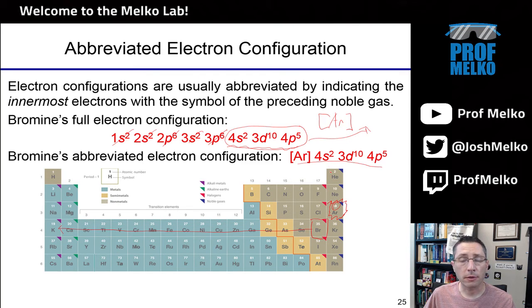Argon 4s2, 3d10, 4p5. Okay, so that's the abbreviated electron configuration for bromine. You're just backtracking through the periodic table to the previous noble gas and replacing that many electrons.